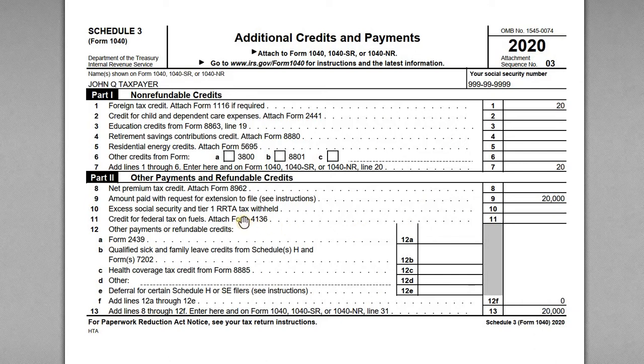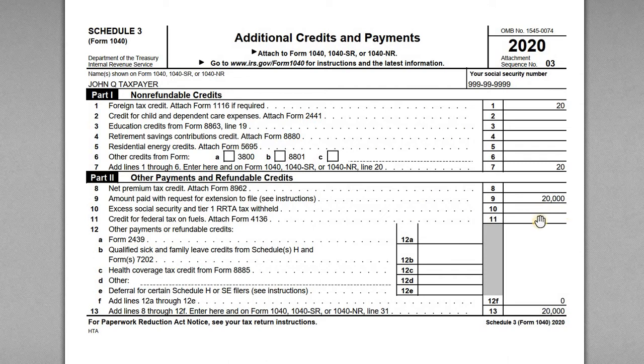Excess Social Security and Tier 1 RRTA withheld. So if your wages had too much Social Security tax withheld, you would effectively get a refund of that, and that does happen sometimes inadvertently. So the excess refunded tax would be reported there.